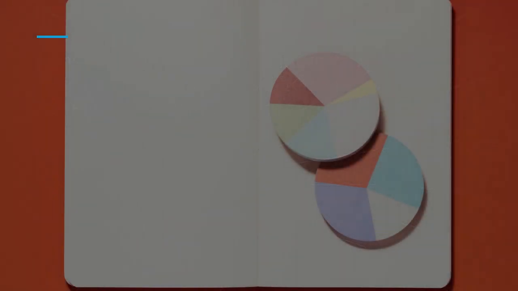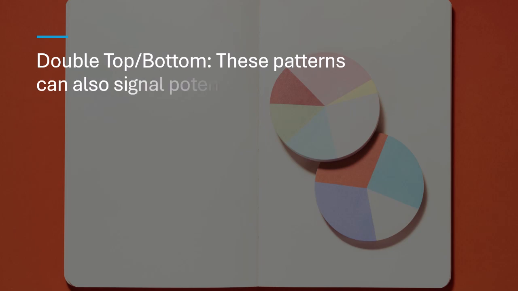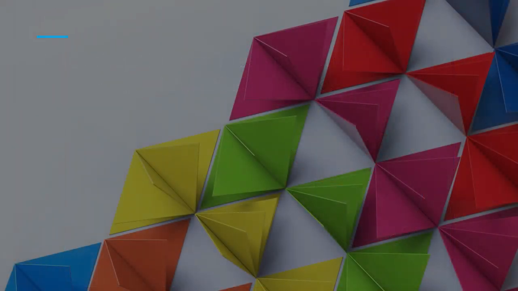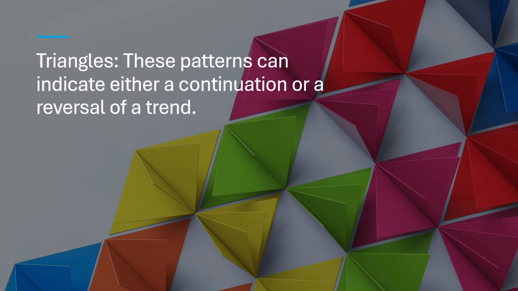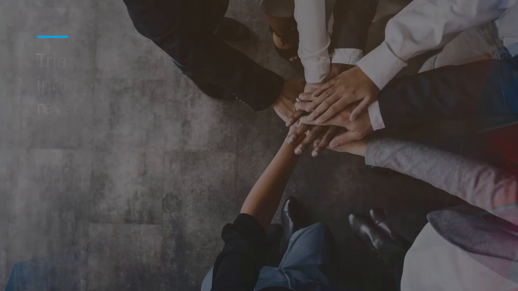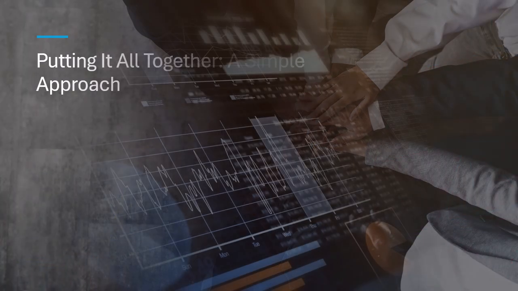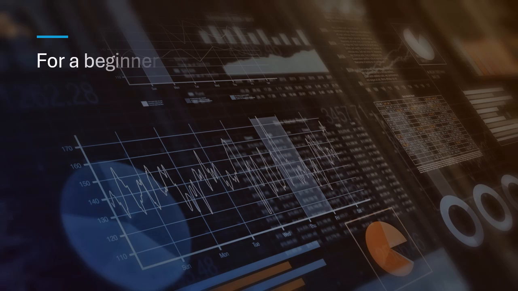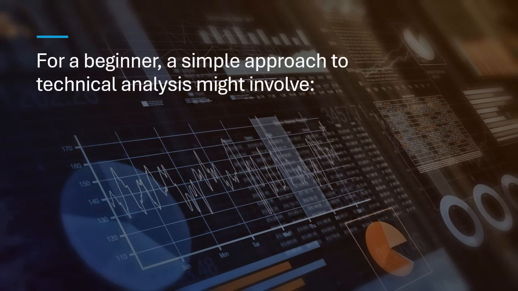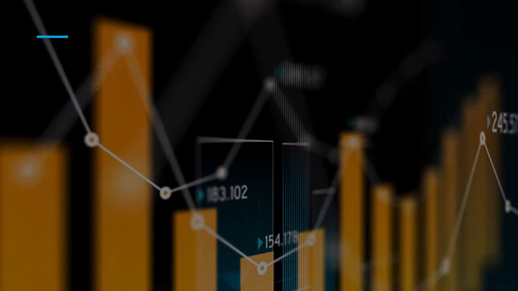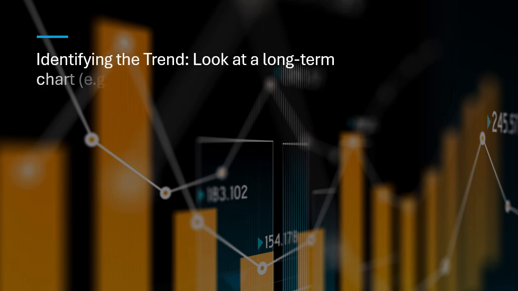Double top, bottom. These patterns can also signal potential reversals. Triangles. These patterns can indicate either a continuation or a reversal of a trend. Putting it all together, a simple approach. For a beginner, a simple approach to technical analysis might involve identifying the trend. Look at a long-term chart, e.g., daily or weekly, and use a moving average, like the 200-day SMA, to determine the overall trend.